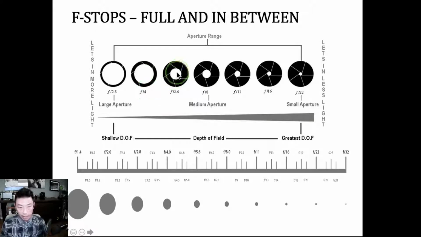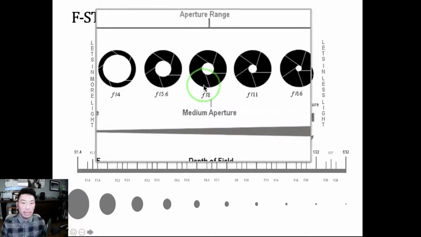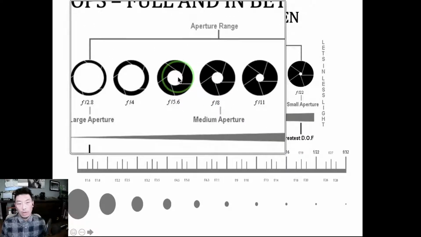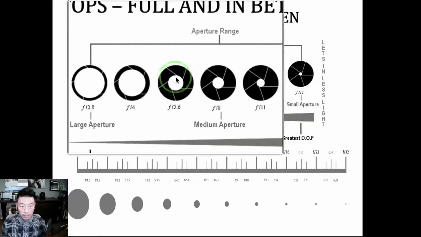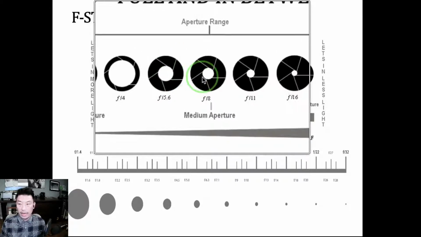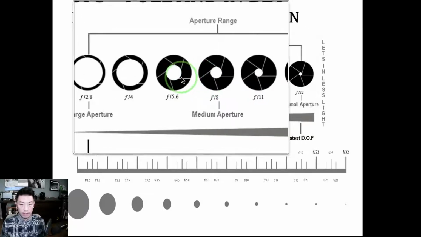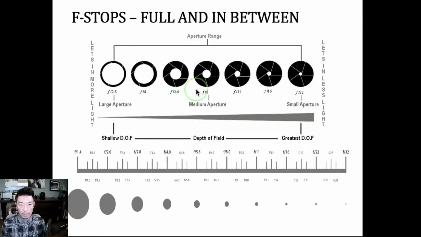If I went from 5.6 to f8, it's the same kind of relationship. 5.6 is double the amount of light in terms of volume compared to f8. And f8 is half the amount compared to 5.6. They are one stop difference. And from f8 to f11 is another stop, f11 to f16 is one stop, and so forth. These are all considered full f-stops. Okay?